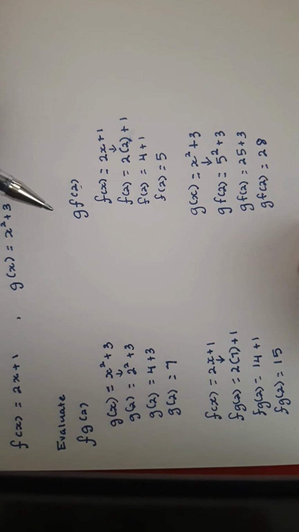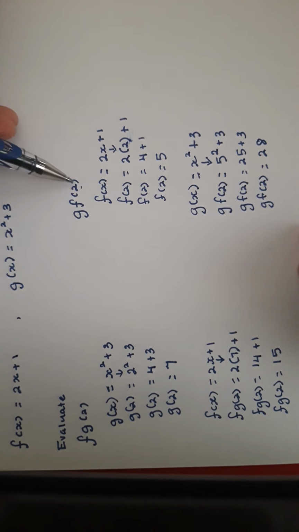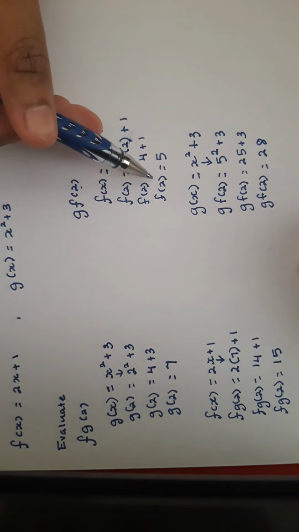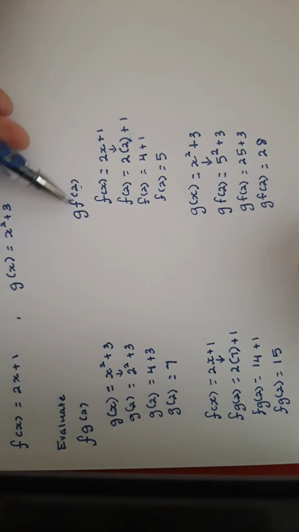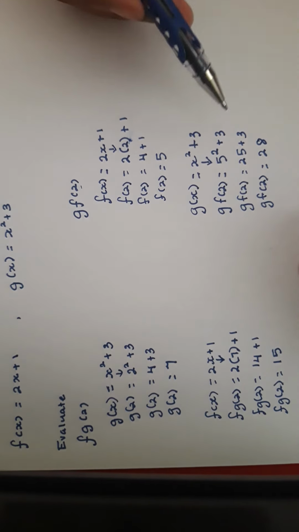So once again, to obtain gf of 2, we took the 2 and placed it into the function which is written closer to the value. 2 went into the f function. So f of 2 was first obtained, which worked out to be 5, and then that 5 was placed into the second function, the one further away from the value, the g function.